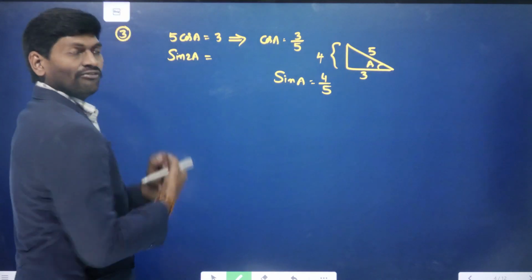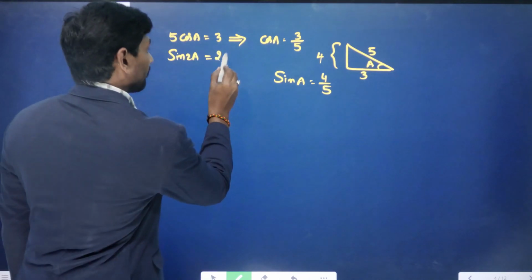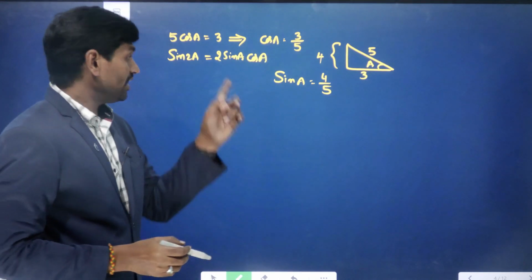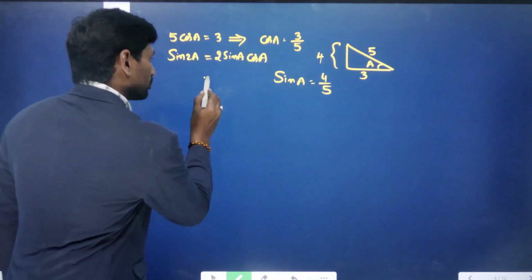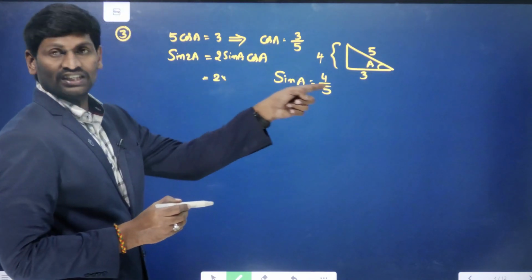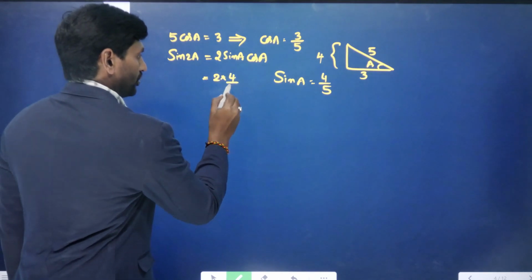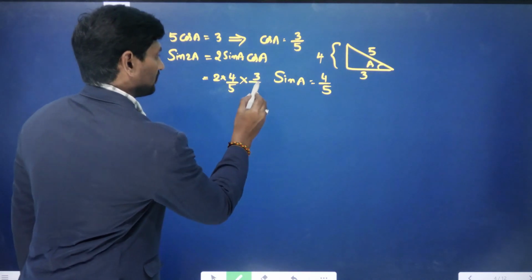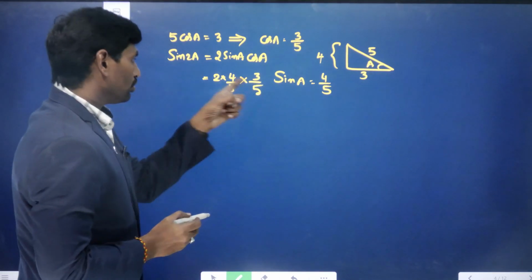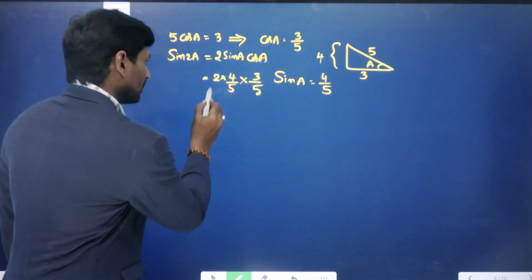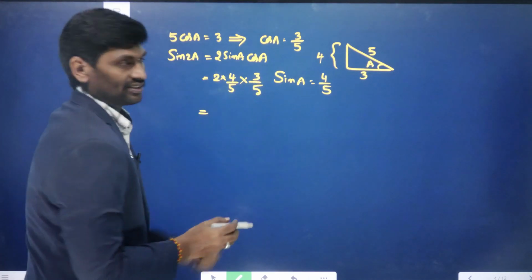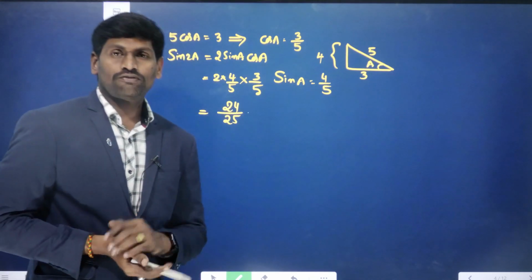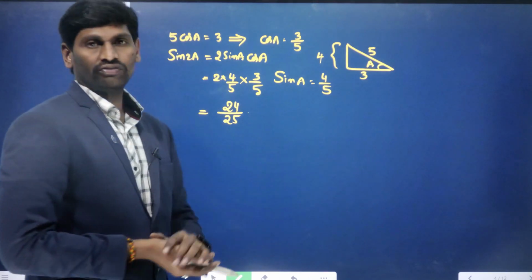Now just apply the formula for sin 2A. It is 2 sin A cos A. Sin 2A formula is 2 sin A cos A. Substitute the values. Sin A is nothing but 4 by 5. So 2 into 4 by 5 into cos A. Cos A value is 3 by 5. Any cancellation? No cancellation is available here. 2 4s are 8, 8 3s are 24, 5 5s are 25. So therefore the answer is 24 by 25.